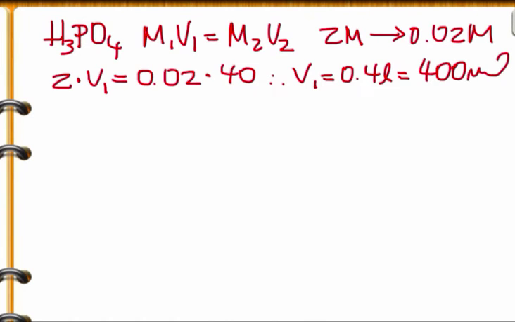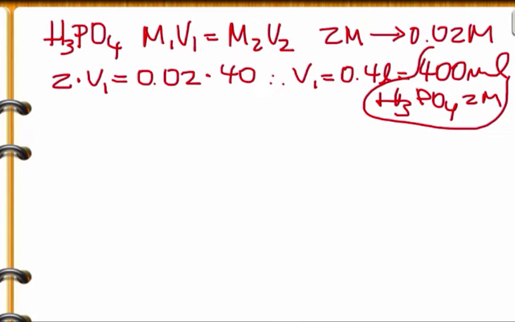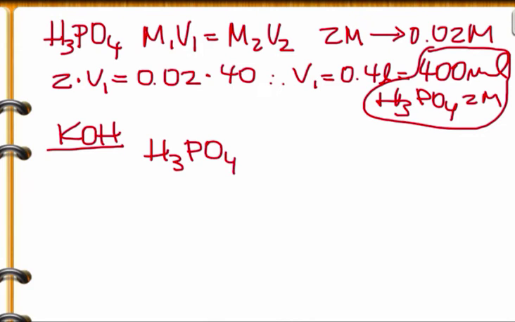We want to prepare 40 liters. So therefore we need 0.4 liters or 400 milliliters of the phosphoric acid that's available as a 2 molar solution. Okay, so that's the first part of the problem. And you can do that without knowing the specific concentration of each one, because phosphate all comes from phosphoric acid.